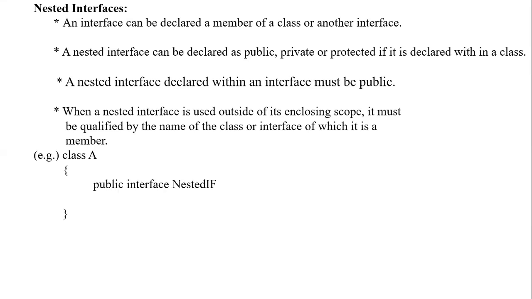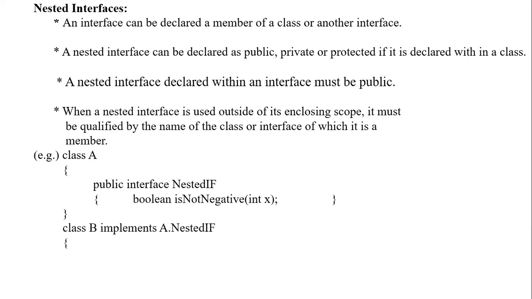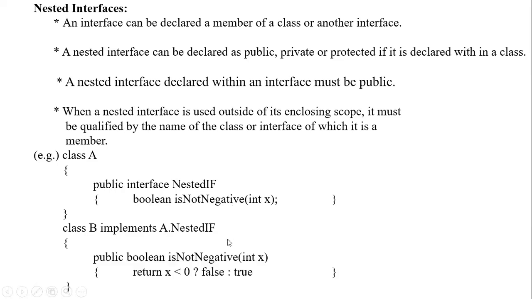Class A has a nested interface within it, with a method called boolean isNotNegative. Class B is implementing that nested interface, which is identified by the class name, so it is written as A.NestedIF. Now this class should give a definition for the isNotNegative method, so some definition is given. This is an example of a nested interface.